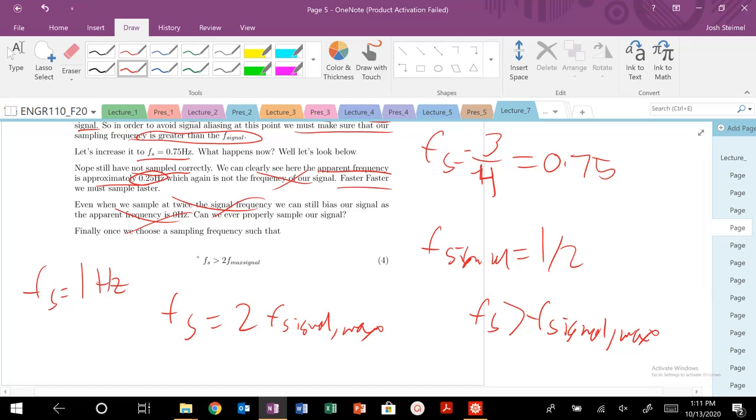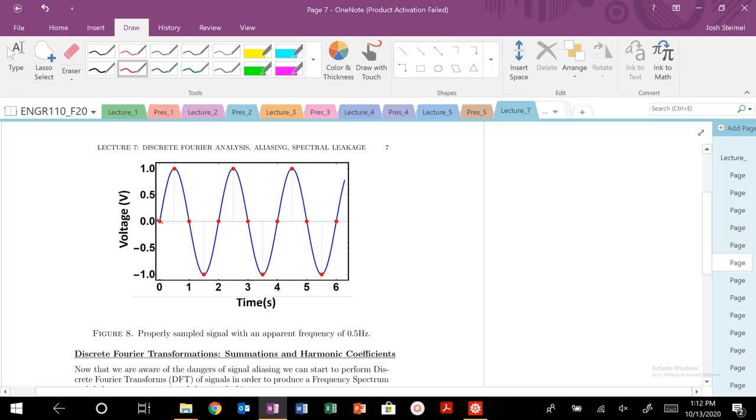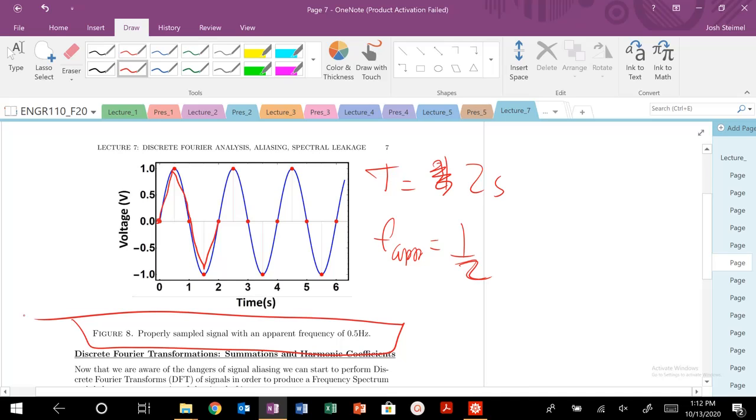Well, let's see what happens when we sample at more than twice the maximum frequency of our signal. So when we do that, we will not have signal aliasing, which we can see right below here. So now, if I look at, okay, here, now my period T equals 2 seconds, and now my apparent frequency equals a half. So I have properly sampled my signal, and my apparent frequency is 0.5 hertz.